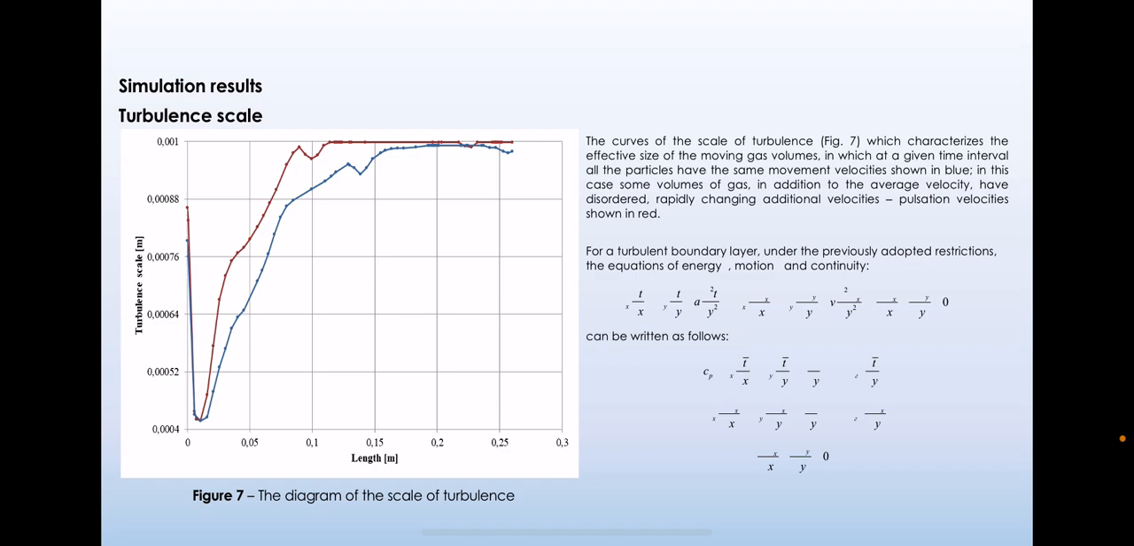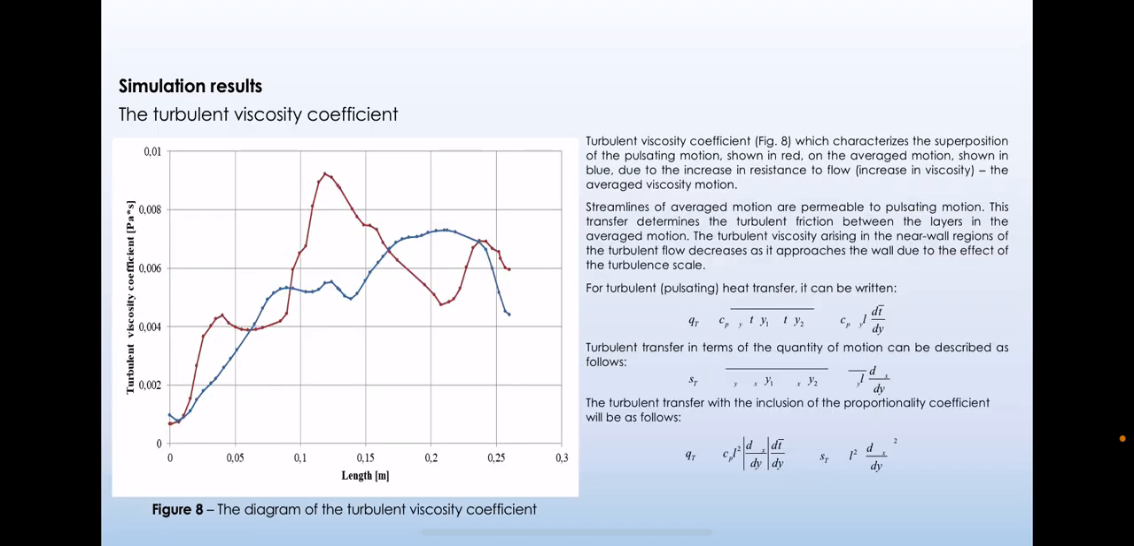For a turbulent boundary layer under the previously adopted restrictions, the equations of energy, motion, and continuity can be written as follows. You can see this here on this slide. Here you can see the diagram of the turbulent velocity coefficient, which characterizes the superposition of the pulsing motion, shown in red, on the average motion, shown in blue.